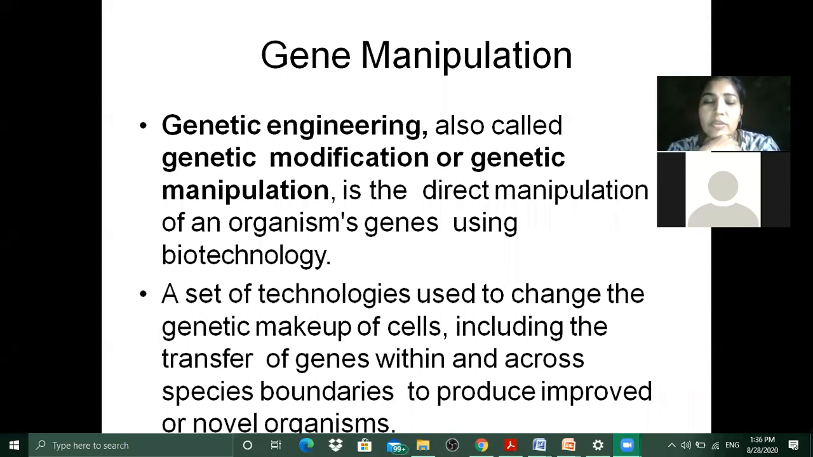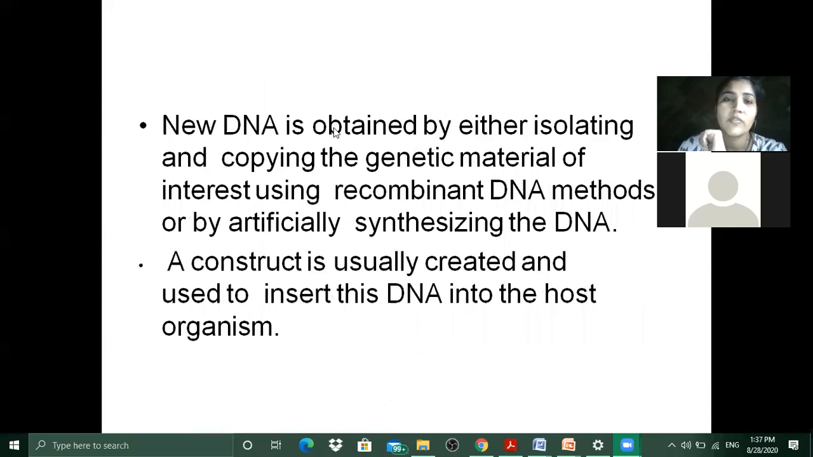And it's the direct manipulation of an organism's genes using biotechnology. So, a set of technologies used to change the genetic makeup of cells, including the transfer of genes within and across species boundaries to produce an improved or novel organism. So, you'll be manipulating the genetic makeup of an individual to produce a novel or an improved version of the organism. Okay, so that is what gene manipulation is all about.